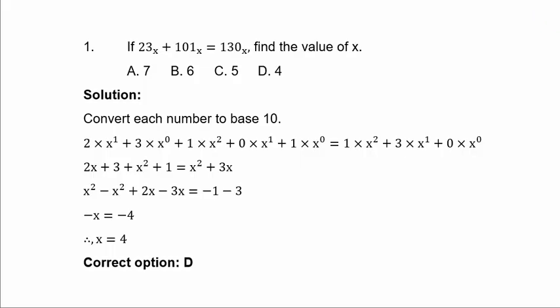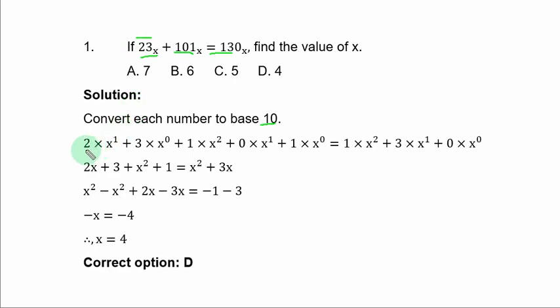Question 1: if 23 base s plus 101 base s is equal to 130 base s, find the value of s. What you do here is to convert each number to base 10, and to do that you multiply each digit by s, the base number in the given number.